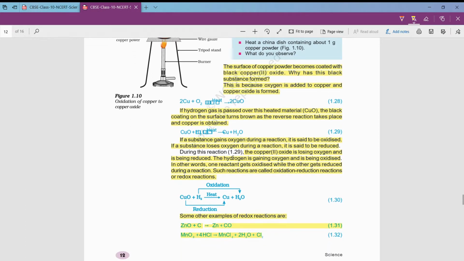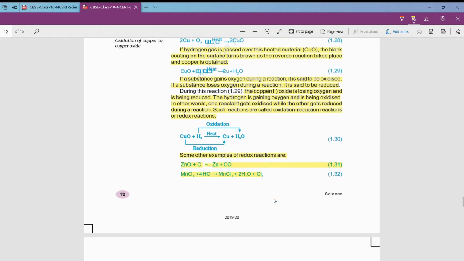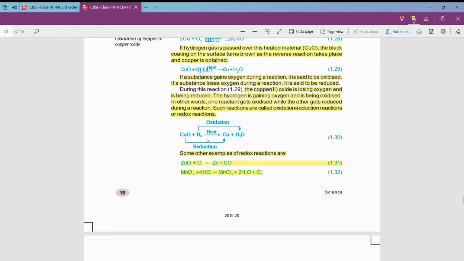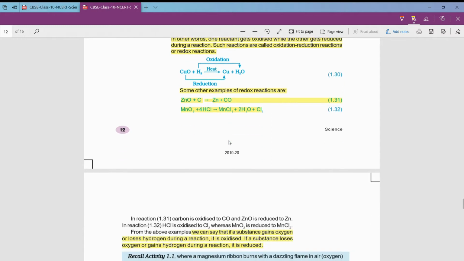In example 1.29, if you observe here, copper oxide is getting reduced whereas hydrogen is getting oxidized. That is, addition of oxygen is taking place to hydrogen. That means in this reaction, we are able to see both oxidation as well as reduction. It is clearly mentioned in the 1.30 equation. Hydrogen is getting oxidized, copper oxide is getting reduced. Such reactions are known as oxidation reduction reactions or redox reactions.